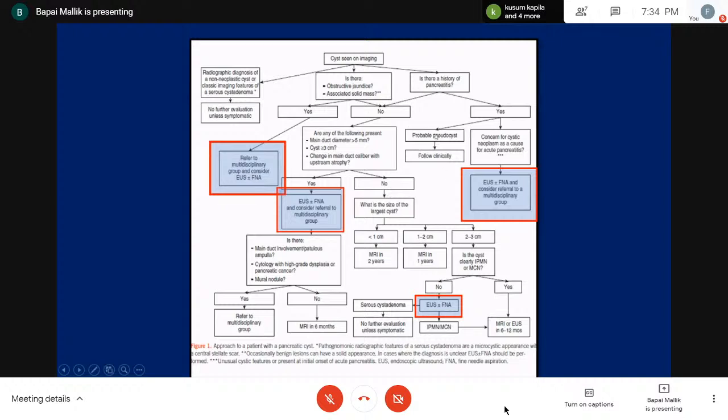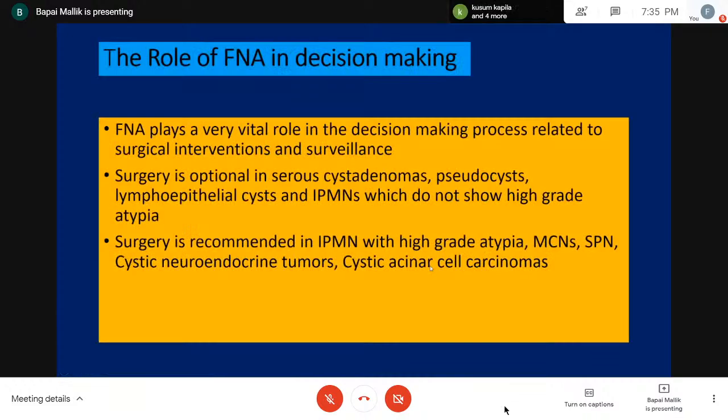And the remaining part of this algorithm deals with a number of parameters, many of which are related to the imaging findings, but in each and every branch of the tree, you can see that FNA does play a very important role in the decision-making process. So, if we can just put them together and summarize it to the very vital points, these are the ones I think that we should remember. FNA does play a very important role in the decision-making process related to surgical interventions or surveillance.